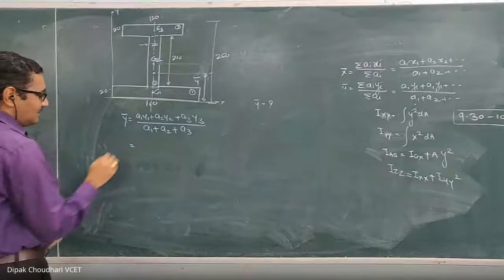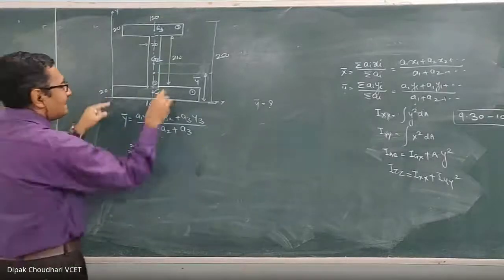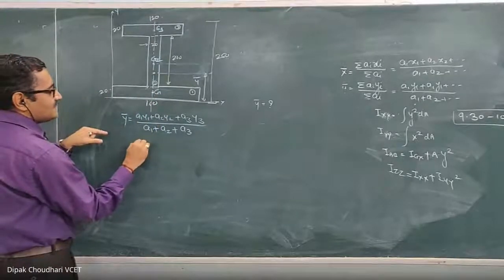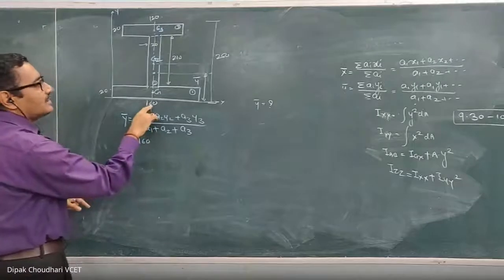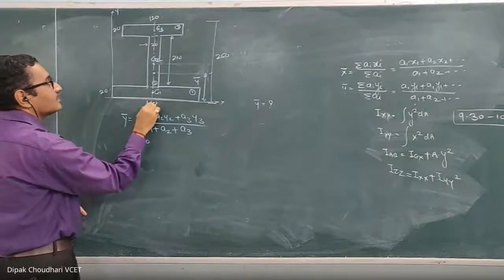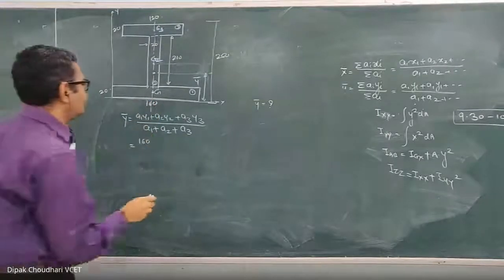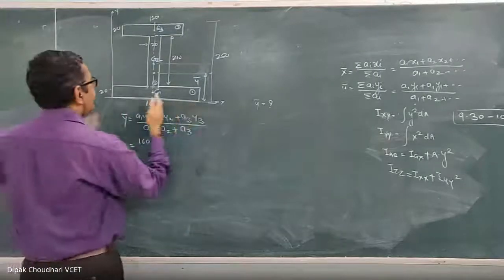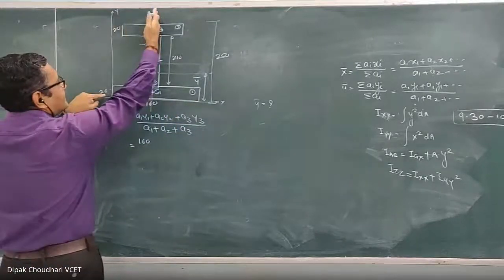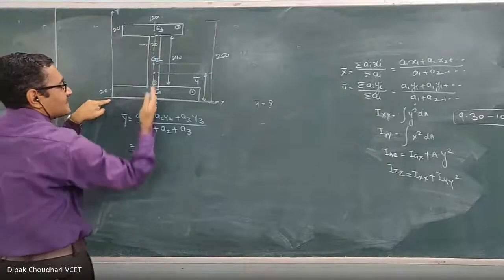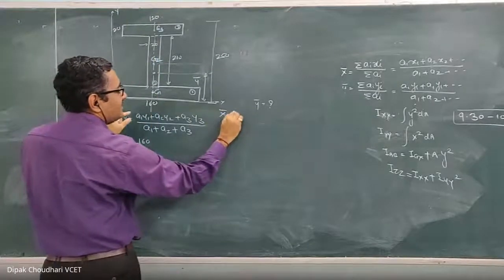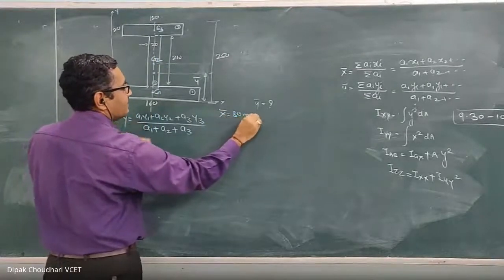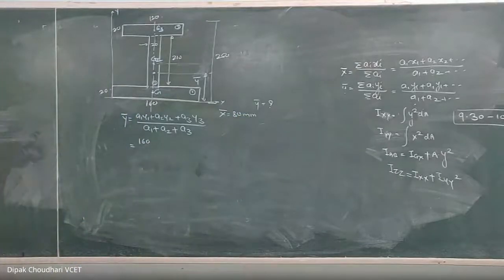Okay, so this is A1, the area of the first part. Here it is 160, sorry, it is 160, not 100. It is 160, which means x bar is 80. If I consider this as the y-axis, then the centroid lies on the axis of symmetry, so x bar becomes 80 millimeter. We can write it directly, no need to do the calculation for that.